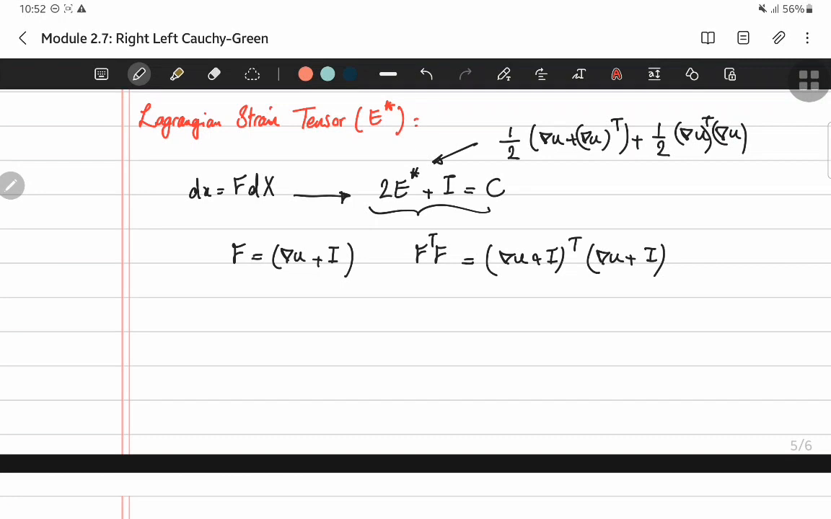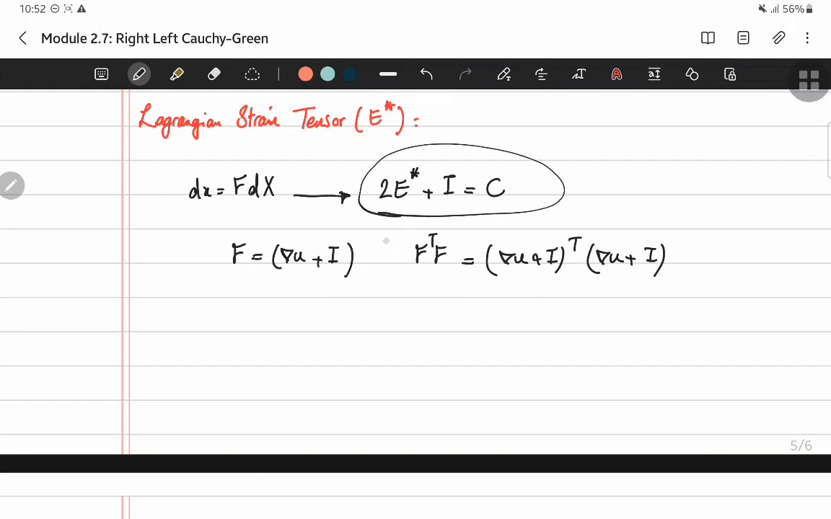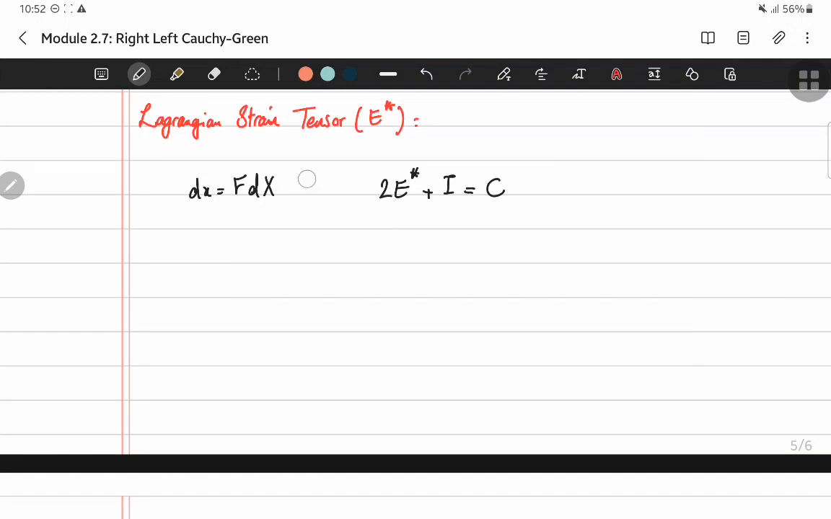It is not important. You can just get this equation from the book. But the whole point was that I didn't just bring this equation out of my hat. We already derived this equation here. From here, I can write that E star is equal to half of C minus I, where C is the right Cauchy-Green tensor and I is the identity tensor. Of course, if C is equal to I, I have no deformation, so E star is equal to 0.